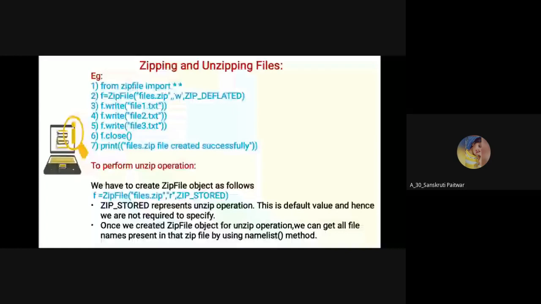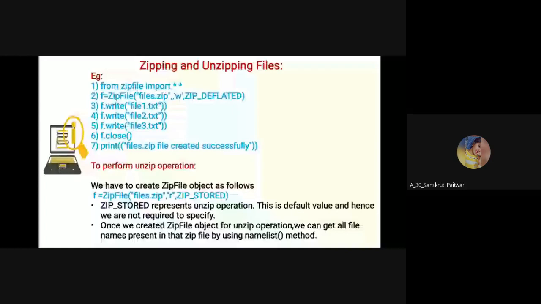So ZIP_STORED represents the unzip operation, and this is the default value, and hence we are not required to specify it. If you are not specifying ZIP_STORED, passing only two parameters, files.zip and read, that is sufficient, because by default it will consider that you are performing the unzip operation. But if you are performing the zip operation, then you compulsorily require the constant ZIP_DEFLATED. Once we create a ZipFile object for the unzip operation, we can get all the file names present in a zip file using the namelist method, and by using that we can list all the files present in a zip file.